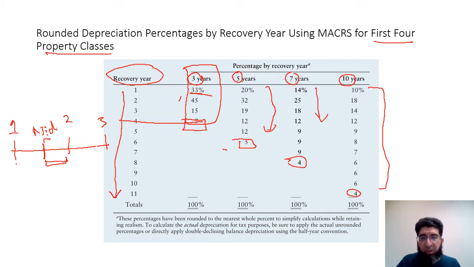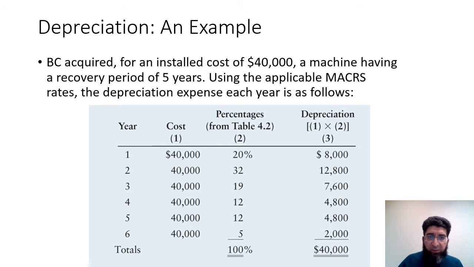So let's look at the solution of the question. BC acquired a machine for an installed cost of 40,000, as we discussed. 38,000 was the cost of the machine, 2,000 was the installation charges. We added up, which is 40,000. So the machine having a recovery period of 5 years, using the applicable MACRS rates, the depreciation expense each year is as follows. So the cost is 40,000, and this is the rate, 20% for the first year, and it is 8,000 charged to the asset. And so the total amount is fully recovered in 6 years.